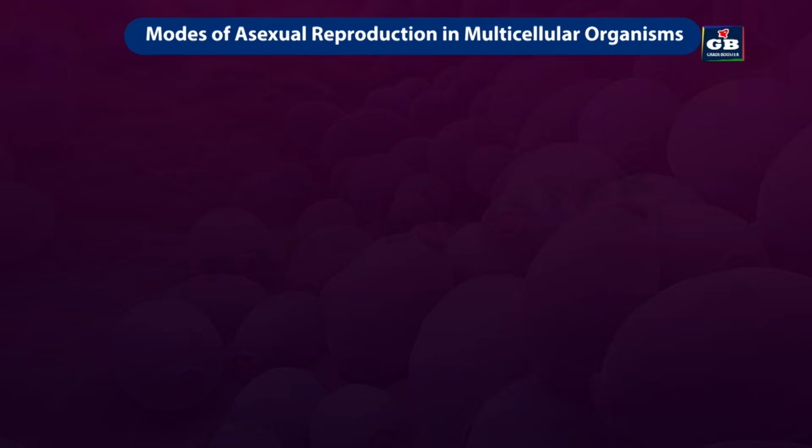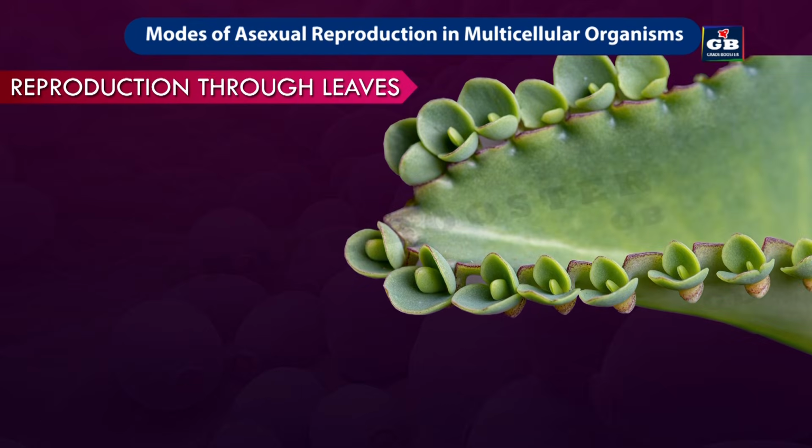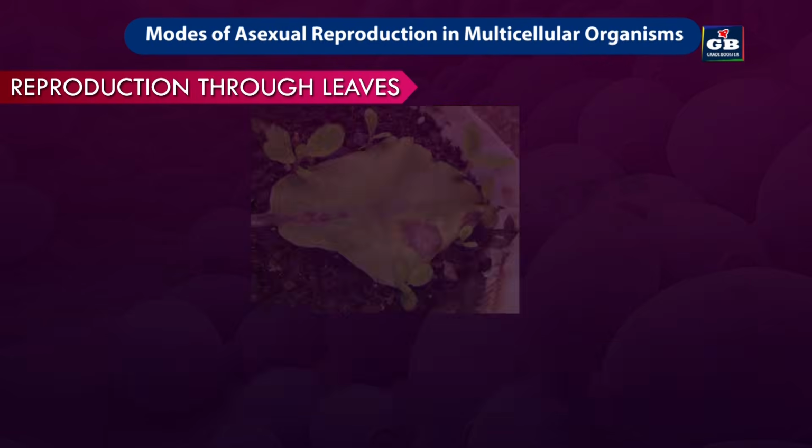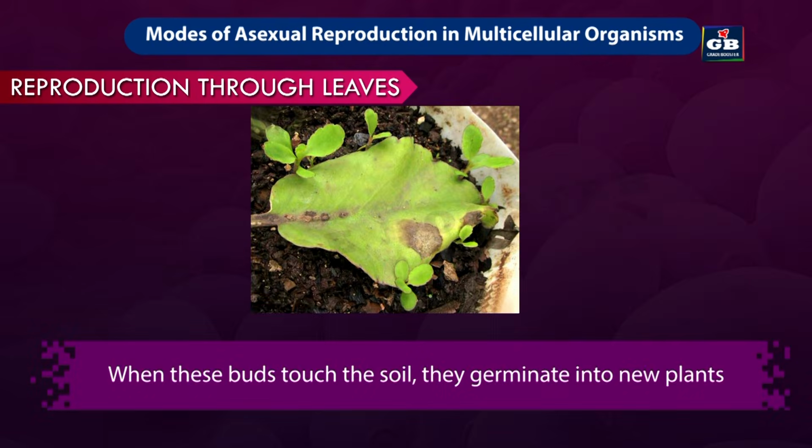Next, reproduction through leaves. In bryophyllum, certain buds are produced in the notches of their leaves. These buds are called epiphyllous buds. When these buds touch the soil, they germinate into new plants.